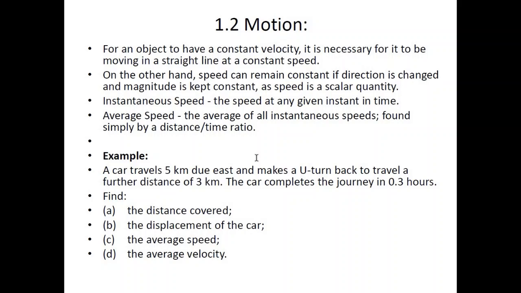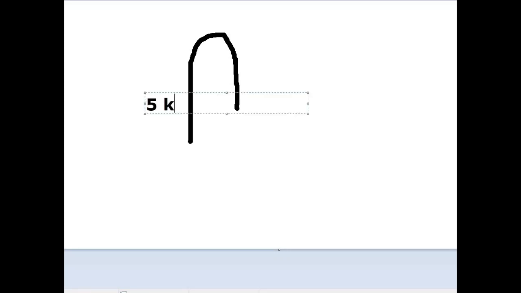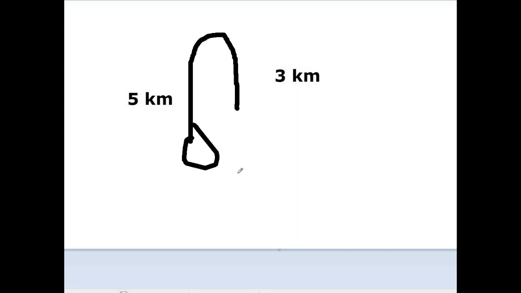The displacement of the car. Now the displacement is the difference between final position and initial position. The car traveled in a direction like this for 5 kilometers and then it took a U-turn and came back another 3 kilometers. This was 5 kilometers and this was 3 kilometers. Now over here, this is your initial position.